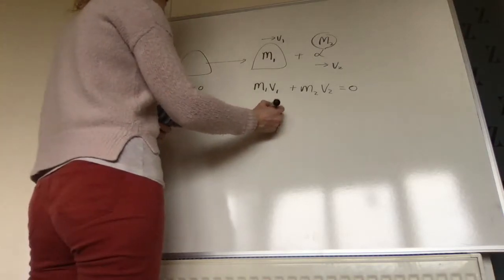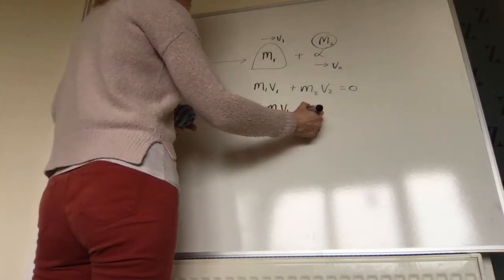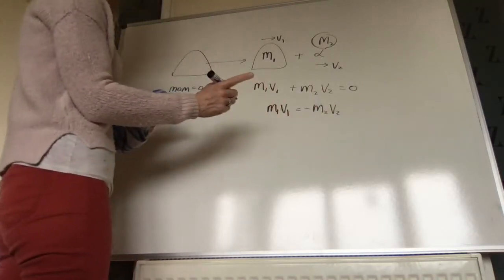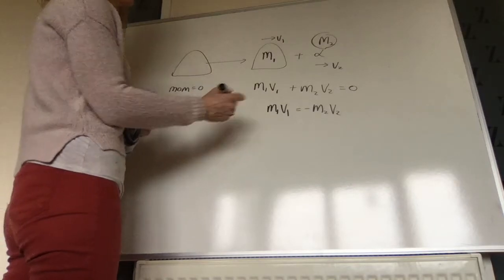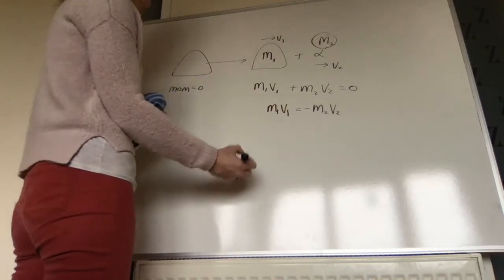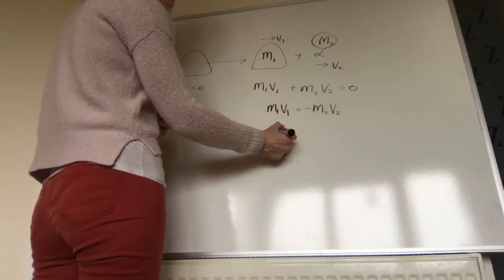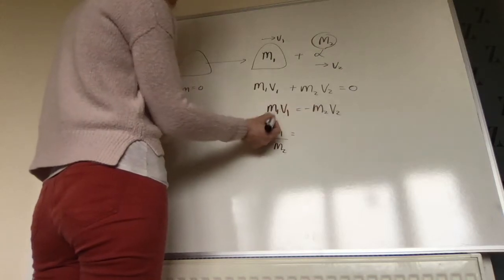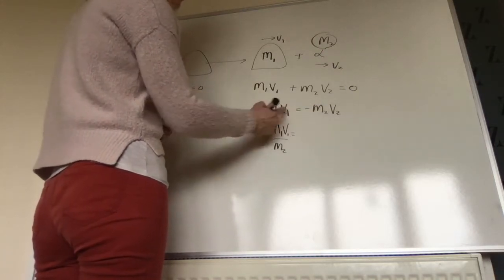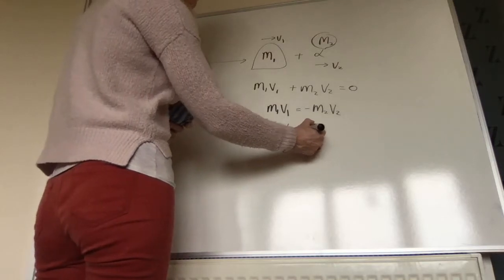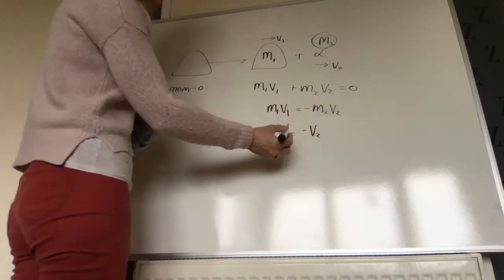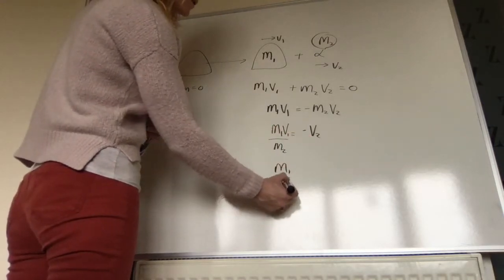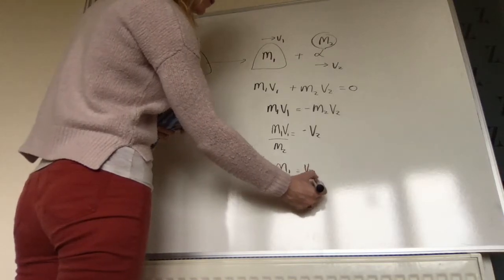Now that means that M1 V1 is equal to minus M2 V2. The minus in this situation just indicates the velocity in the opposite direction. So the minus only indicates direction, not magnitude. From that we can see that M1 divided by M2 is equal to... we'll just do it slowly. M1 V1, if we divide both sides by M2, we get V2, and we do have a minus, but that's just direction. Then we divide both sides by V1, we get M1 over M2 is equal to V2 over V1.